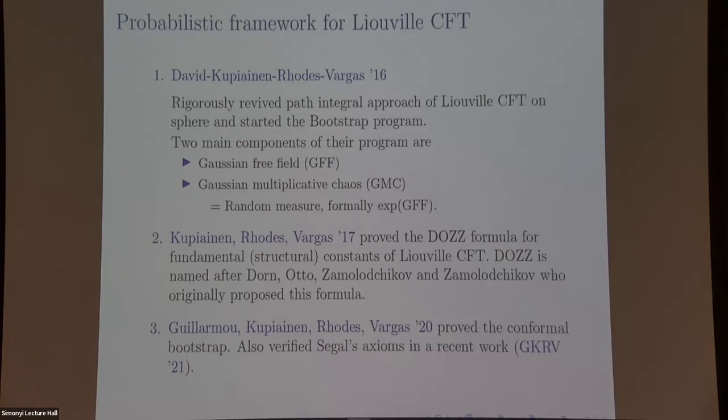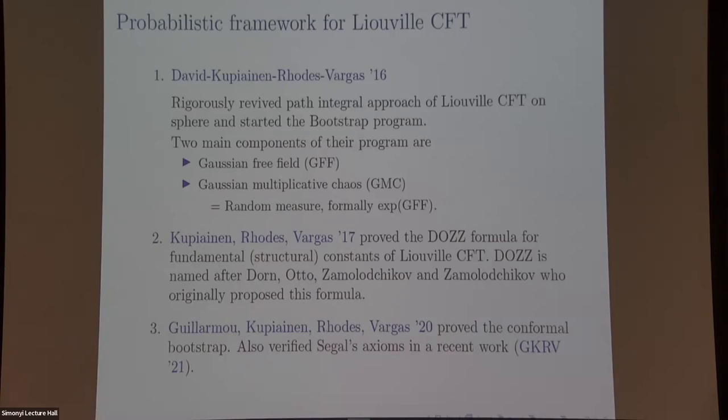What they did is that they rigorously made sense of this path integral approach. And in their program of doing so, there are two components which turn out to be very crucial. One of them is this Gaussian free field. I'm going to talk a little bit about that in the next slide. Another is the Gaussian multiplicative chaos measure. So it's a random measure.